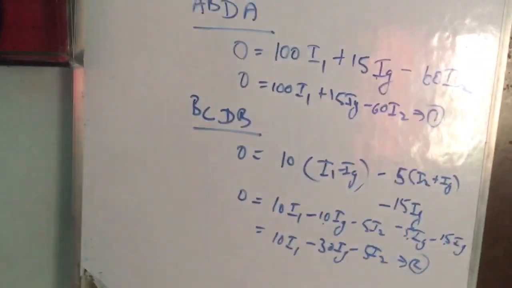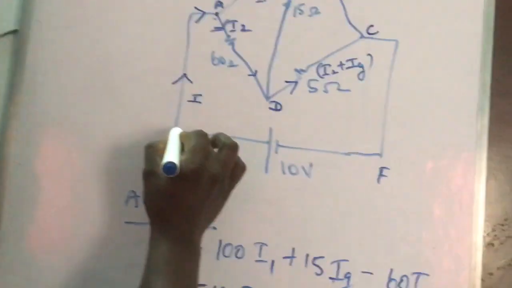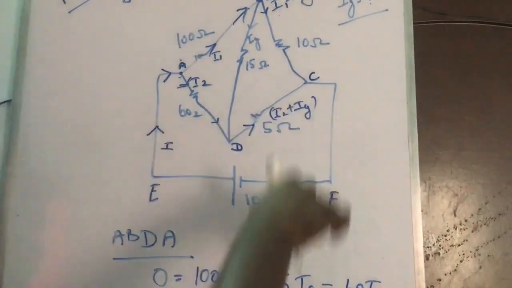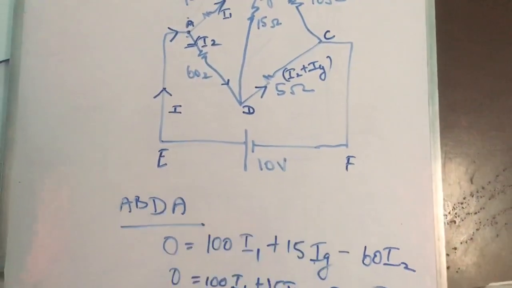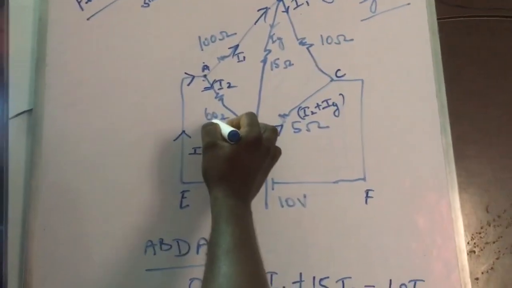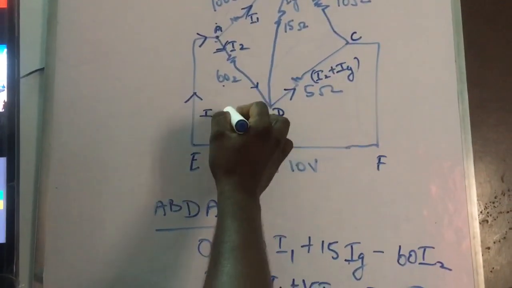So what is going to be my third equation? The third equation is this loop. I'm going to take from here, or you can take from here as well. I'm going to take it as A, D, C, F, E and A. You have to finish at the same point. So here the current is what? It is 60 I2. I got a voltage source.